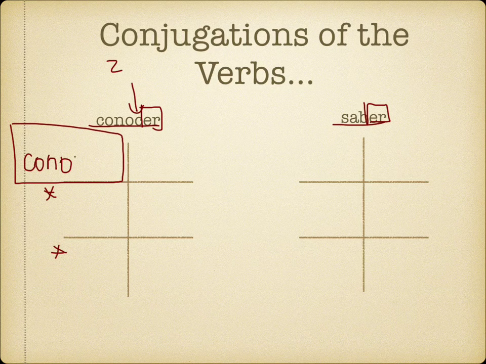Conozco. Okay, we leave the C in there, but we put this Z in there so you can still hear it. So it sounds like the original word, conocer, to know. All right, and then in the rest of them, it follows the regular verb conjugations for ER verbs. So this one is going to be es on the end of it. So it becomes conoces.